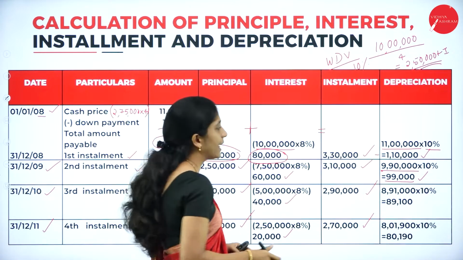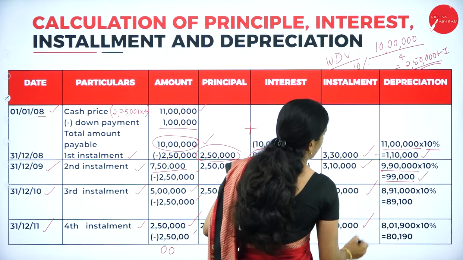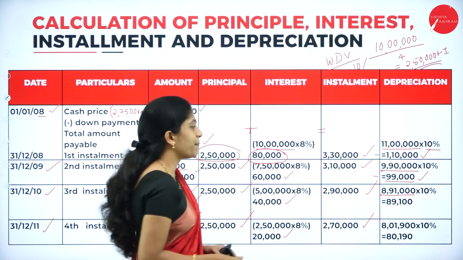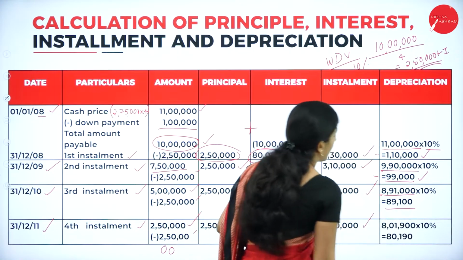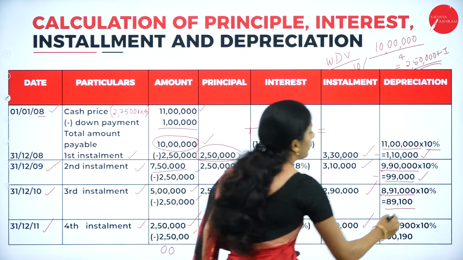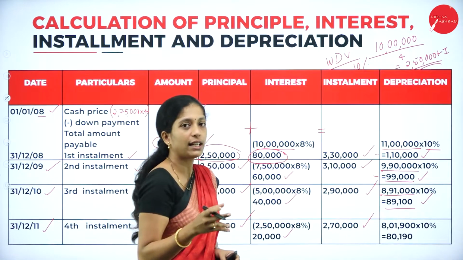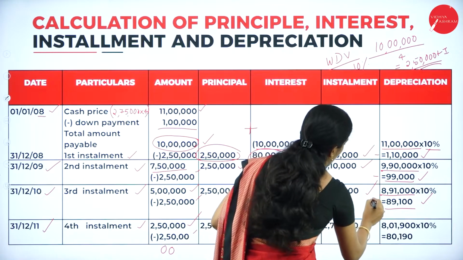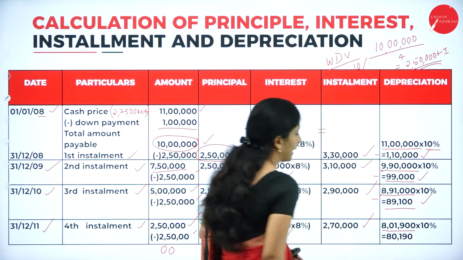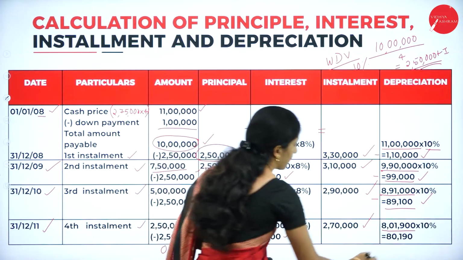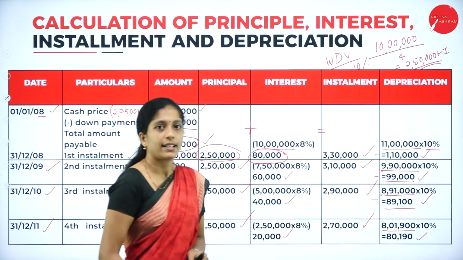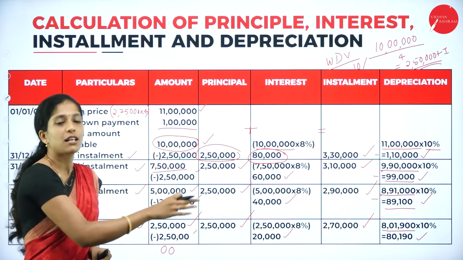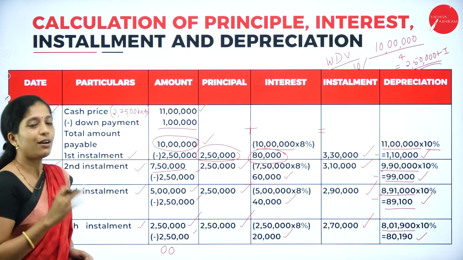For third year, how to calculate? 9,90,000 minus 99,000. So we'll get how much? 8,91,000 into 10% depreciation. How much will you get? 89,100. So this is third year depreciation. Now fourth year depreciation: 8,91,000 minus 89,100, so we'll get 8,01,900 into 10%. So the depreciation is 80,190. Hope you are clear with all the 4 years interest, all the 4 years installment, as well as all the 4 years depreciation.